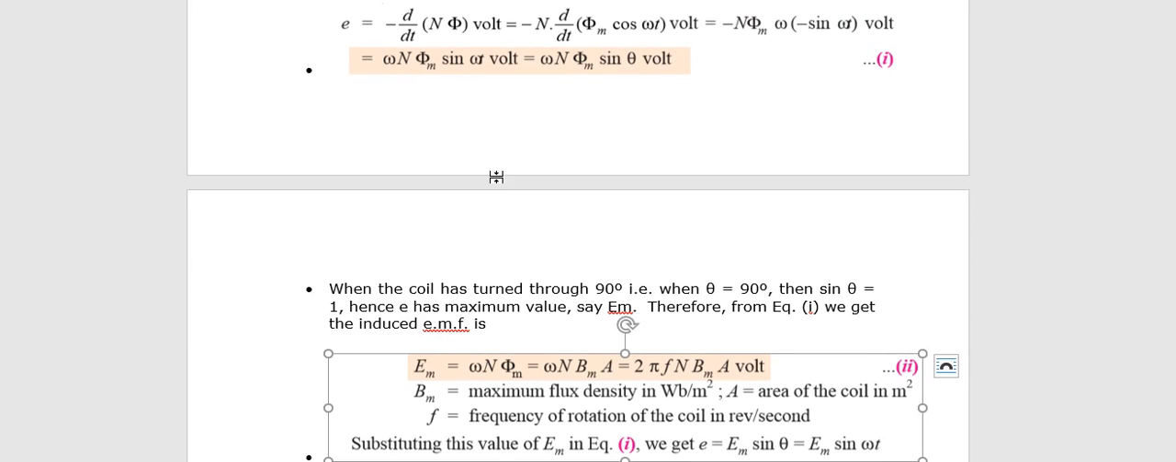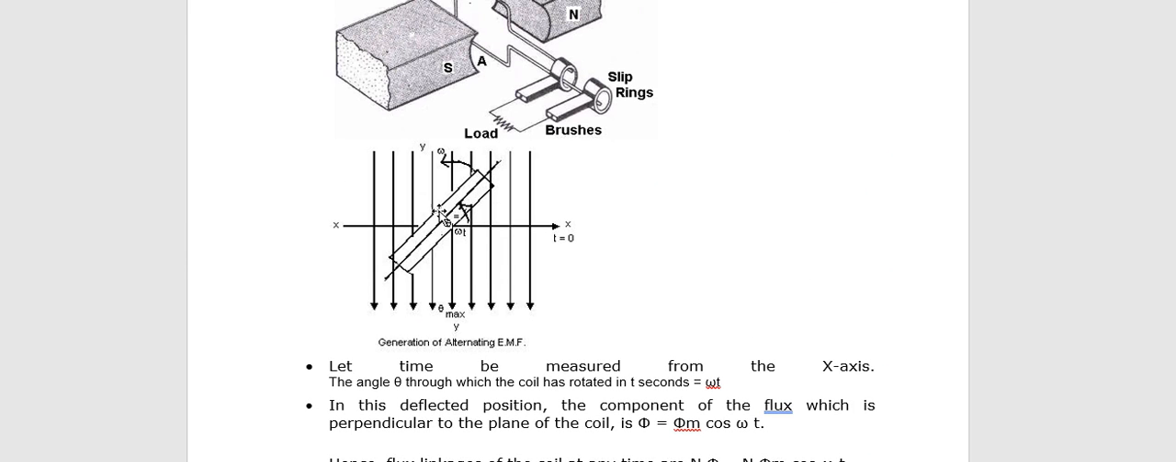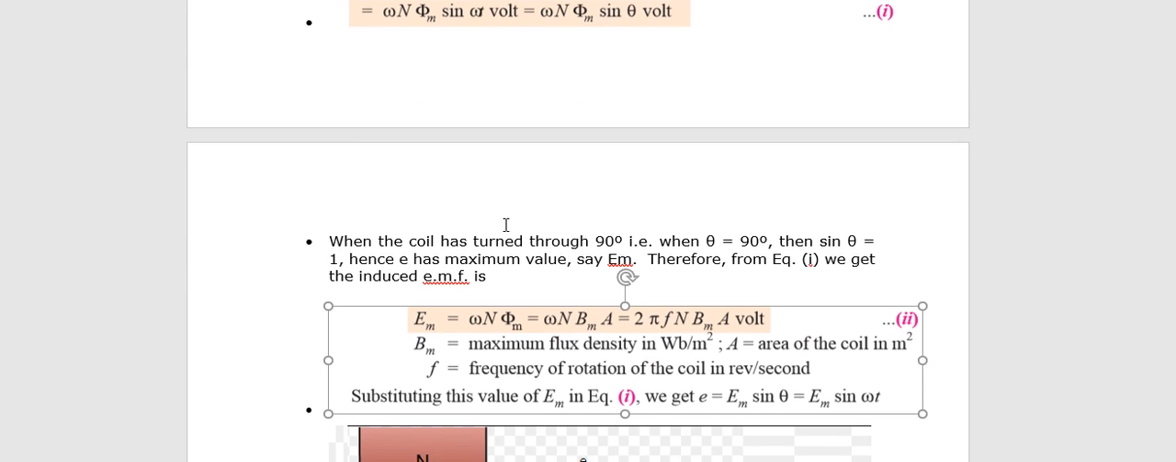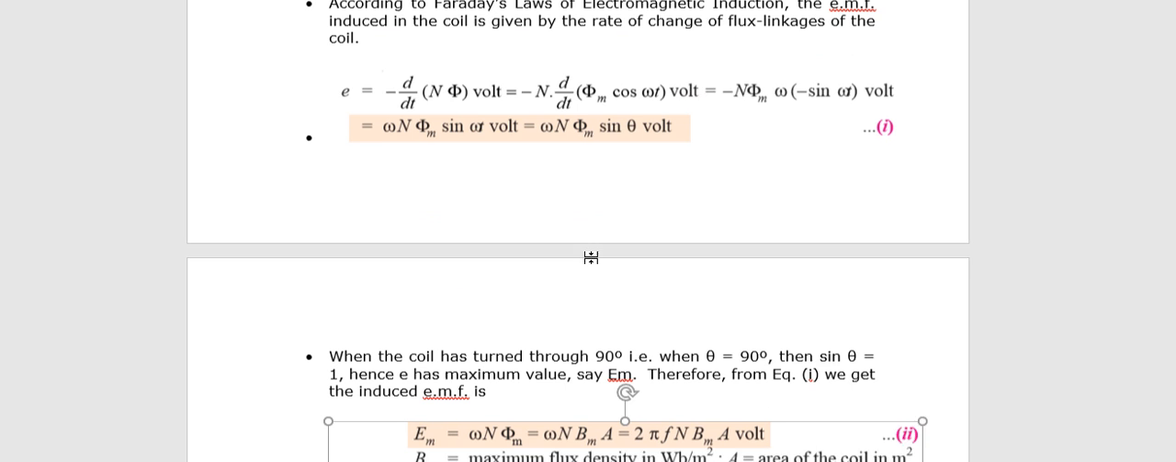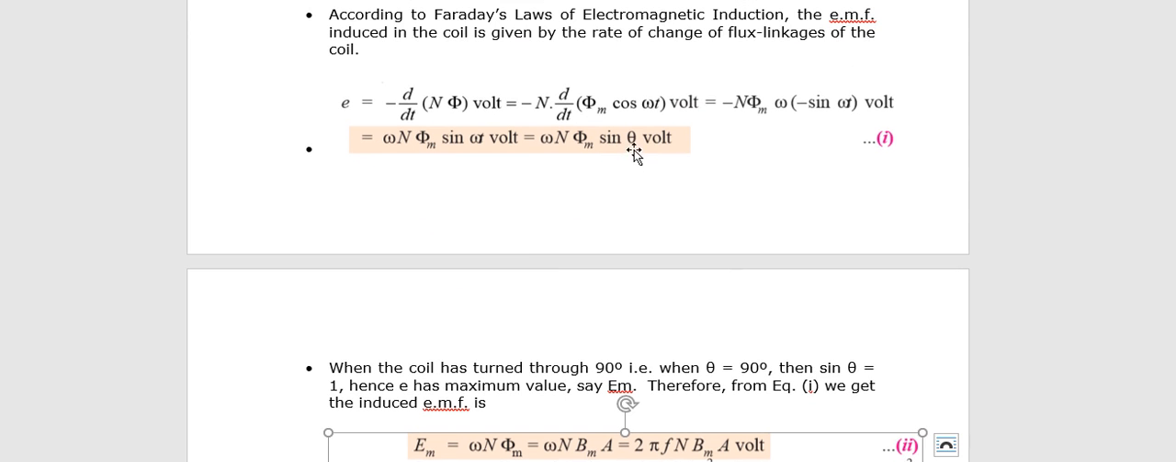When the coil is turned through 90 degrees, initially the coil is at rest position, which means the angle is 0. The coil is at this position on the x-axis, meaning the angle is 0. Angle 0 means what is the EMF value? E equals omega n phi m into sin 0. That is, no EMF is generated.